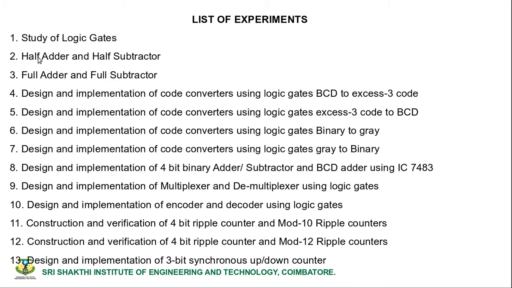Study of logic gates first, then half adder and half subtractor, full adder and full subtractor. These two we are going to implement using logic gates. And the fourth one, design and implementation of code converters using logic gates: BCD to XS3 code, and XS3 to BCD code. And another two converters will be binary to gray and gray to binary, right? These are the four code converters.